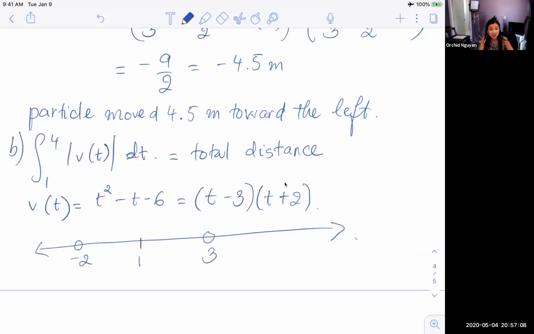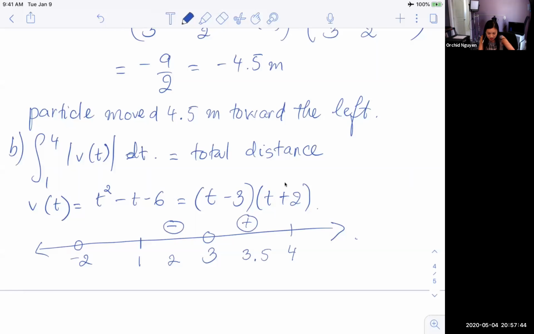Okay, so I'm going to test the interval. So let's pick 2. If I pick 2, I plug it in there. I'm going to get 2 minus 3, so it's a negative. 2 plus 2, so it's a positive. A negative times a positive is a negative. Okay, so from 1 to 3, we have negative. Let's say from 3 to 4, 3.5. I plug it in there, I'm going to get a positive. I plug it in the second factor, I'm going to get a positive. So positive, positive, so it's positive.